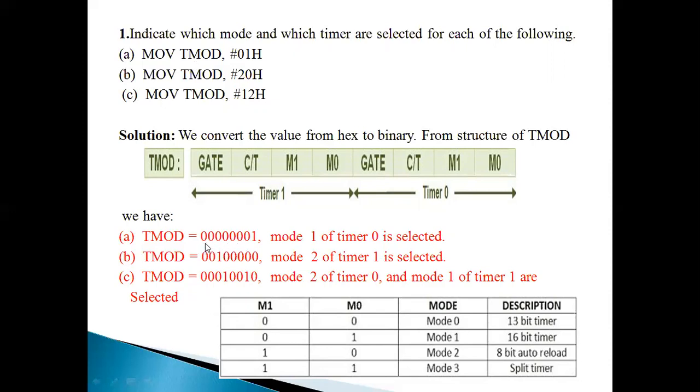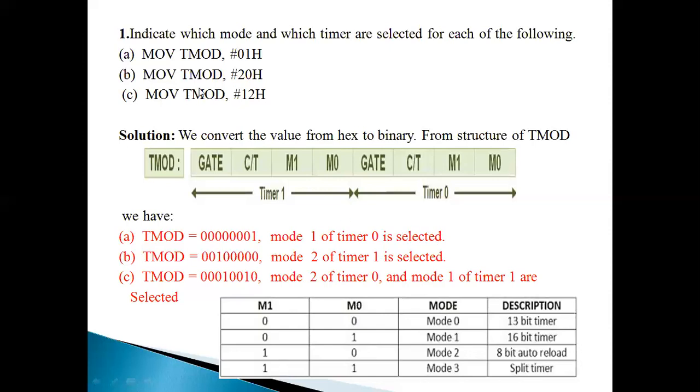Here you can observe the upper nibble is completely 0. It means timer 1 is not selected. Next, we have to look at the lower nibble. Here, the value is 0, 1 for M1 and M0. So 0, 1 is for mode 1. Hence, mode 1 of timer 0 is selected.